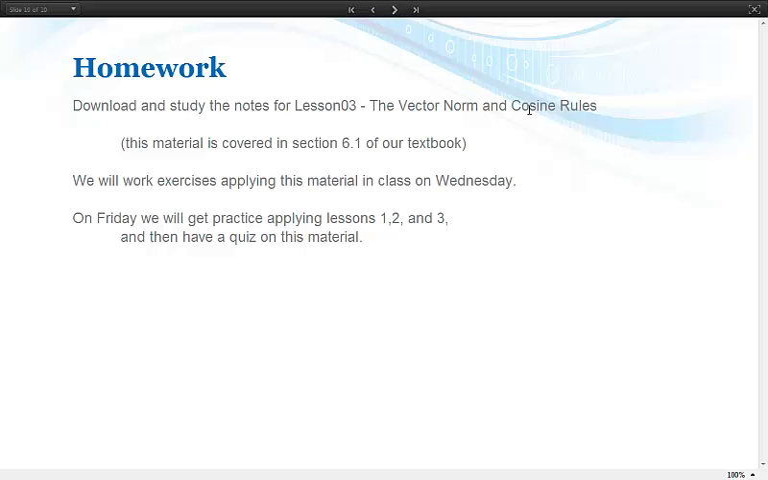Let's look at our homework. So for homework, please download and study the notes for Lesson 3. That's the vector norm and cosine rules you can find on D2L. This material is also covered in section 6.1 of our textbook. And on Wednesday, we'll work more exercises applying all we know about the dot product and vector arithmetic. And then this week on Friday, we'll get practice with all the lessons we've had about vectors and have a comprehensive quiz on this material. Okay, that ends our lesson for today.